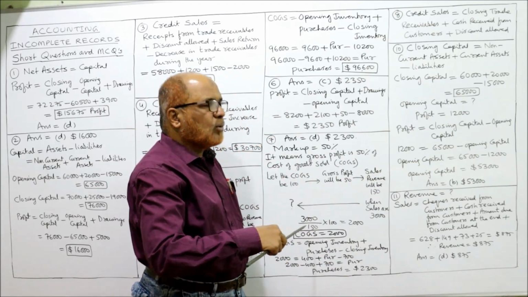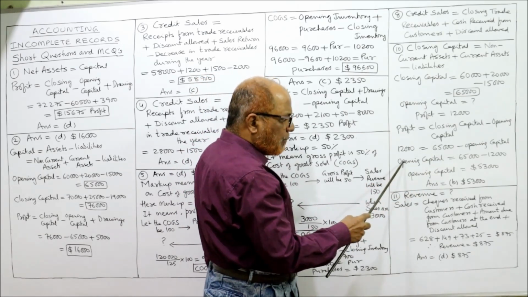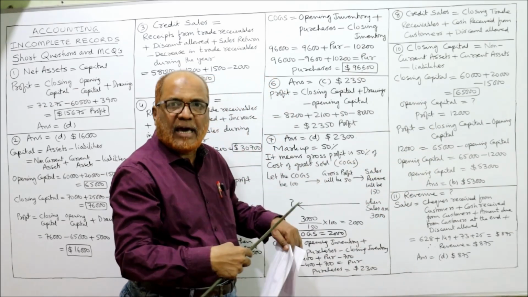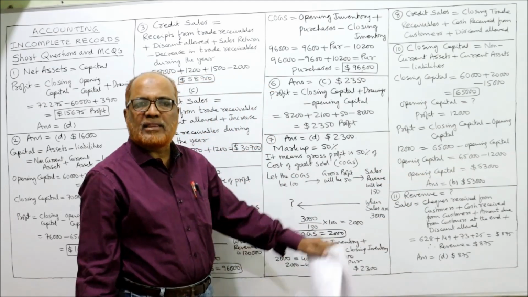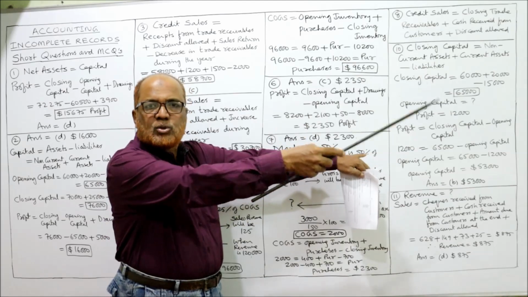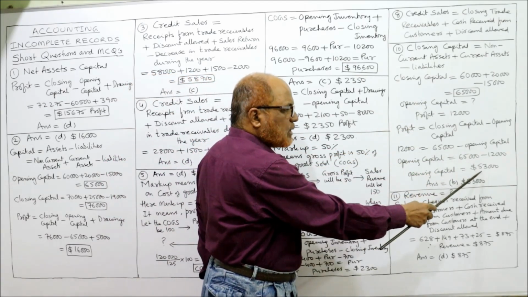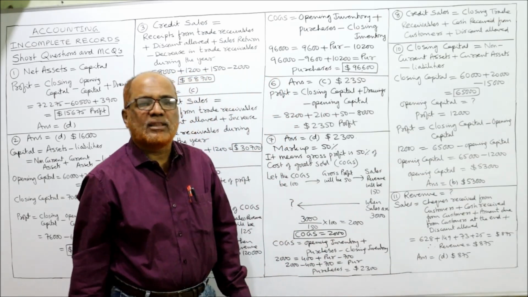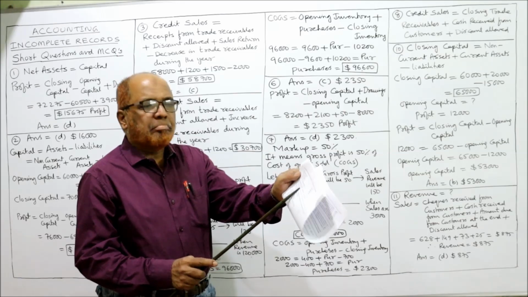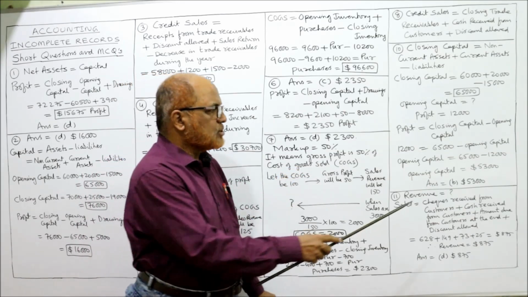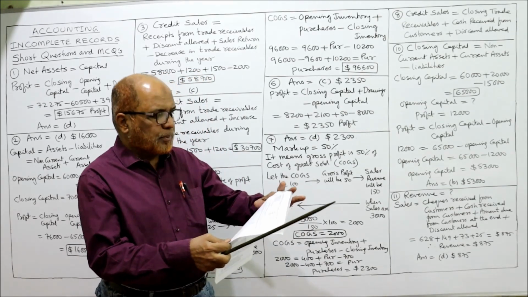Bring opening capital to LHS, left hand side. So this minus opening capital will become plus opening capital if we bring it to LHS. And take this 12,000 to RHS. 12,000 is on LHS. Take it to RHS. So it will become minus 12,000. So 65 minus 12, $53,000. That is the opening capital. The answer here is B. B is the answer, $53,000. That's it. Next one, 11th problem.